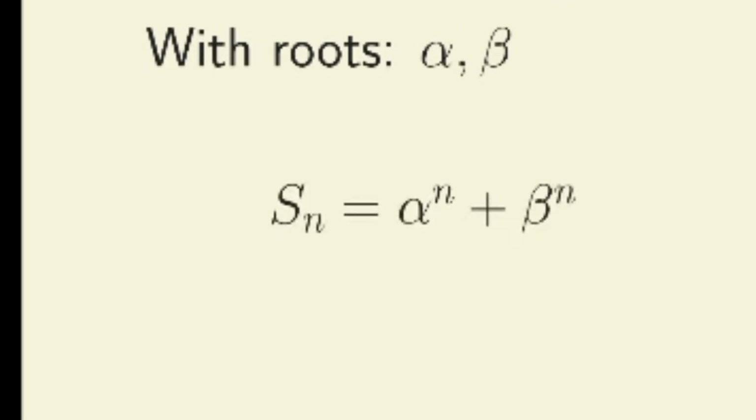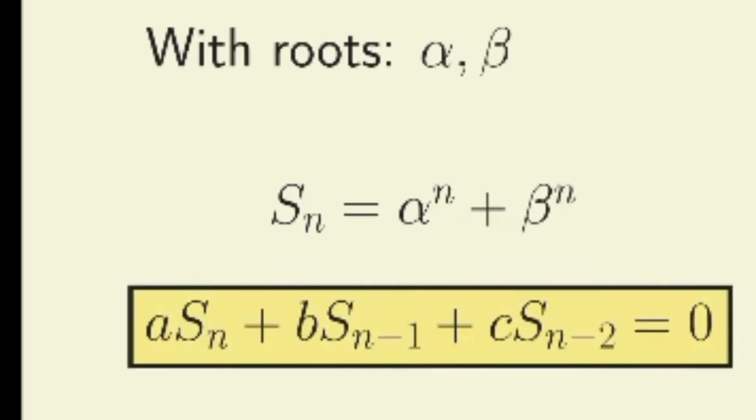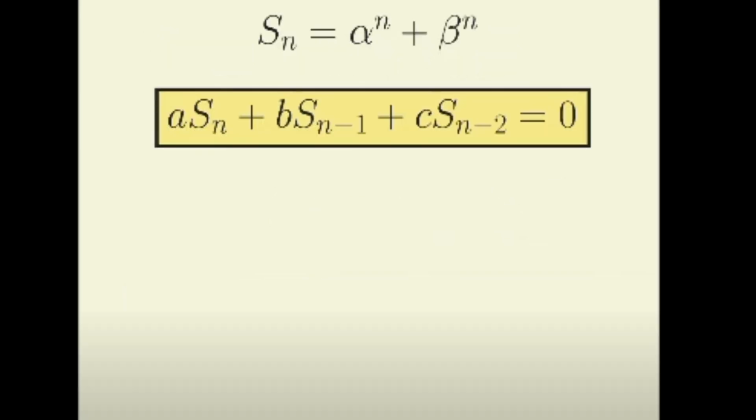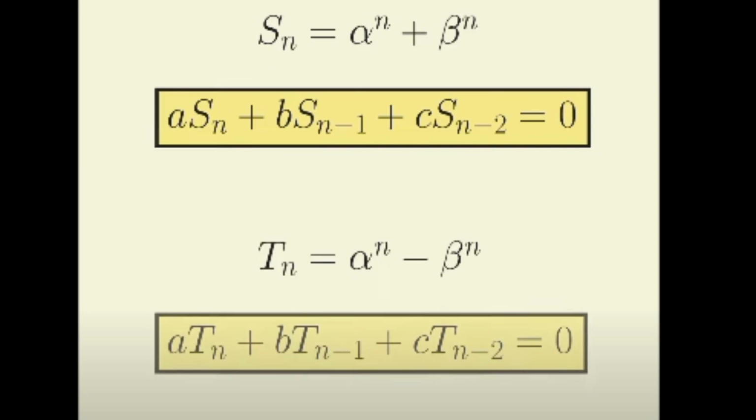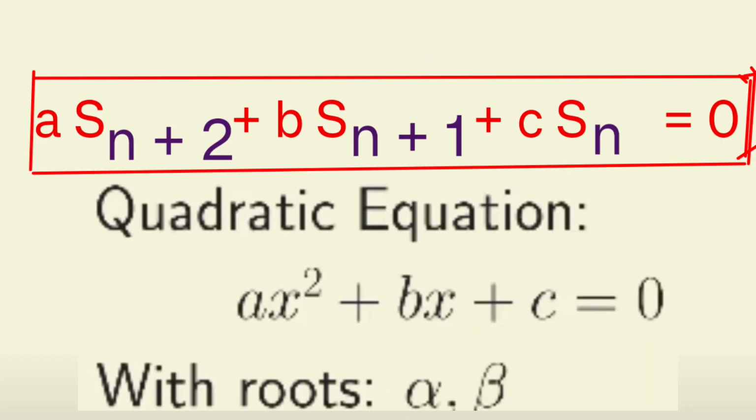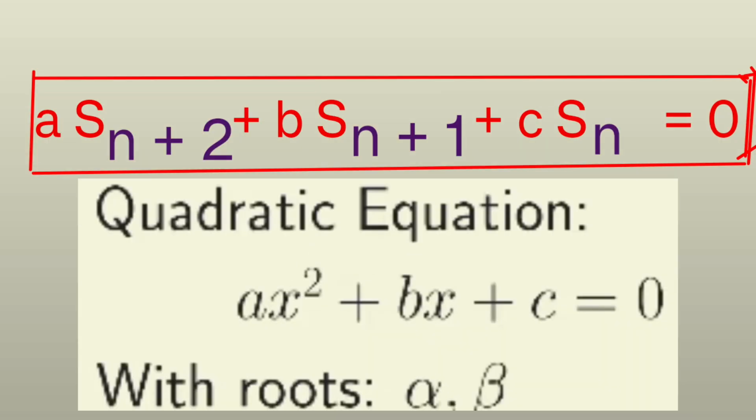Sn is equal to alpha power n plus beta power n. Now a Sn plus b Sn minus 1 plus c Sn minus 2 is equal to 0. Now here Tn is equal to alpha power n minus beta power n, then a Tn plus b Tn minus 1 plus c Tn minus 2 is equal to 0. Now quadratic equation ax square plus bx plus c is equal to 0 with roots alpha comma beta, then simply a Sn plus 2 plus b Sn plus 1 plus c Sn is equal to 0.